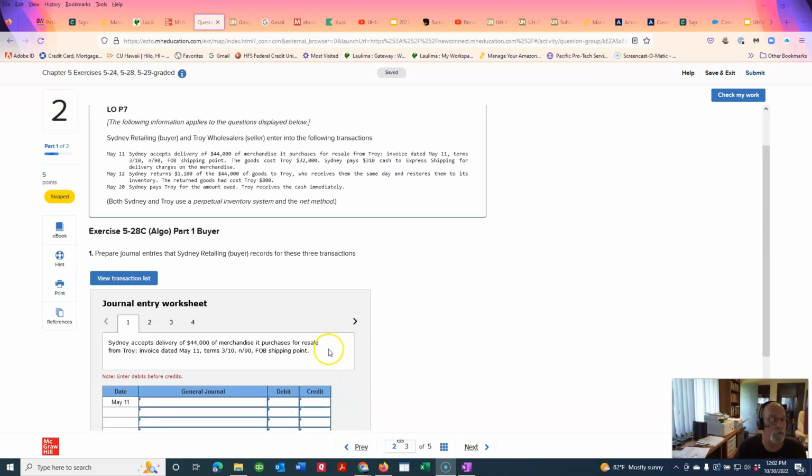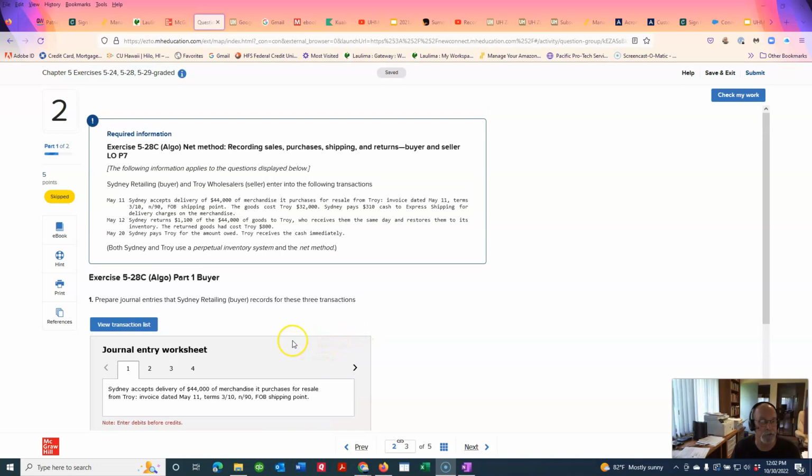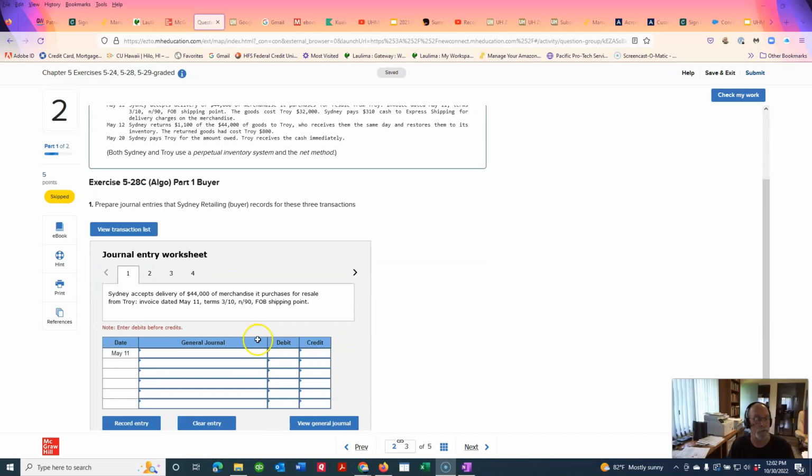Part 1, prepare journal entries that Sydney Retailing, which is the buyer, records for these three transactions. And we're going to record these in journal entry format. Sydney accepts delivery of $44,000 of merchandise it purchases for resale from Troy. Invoice dated May 11. Terms are 3/10, net 90. FOB shipping point.